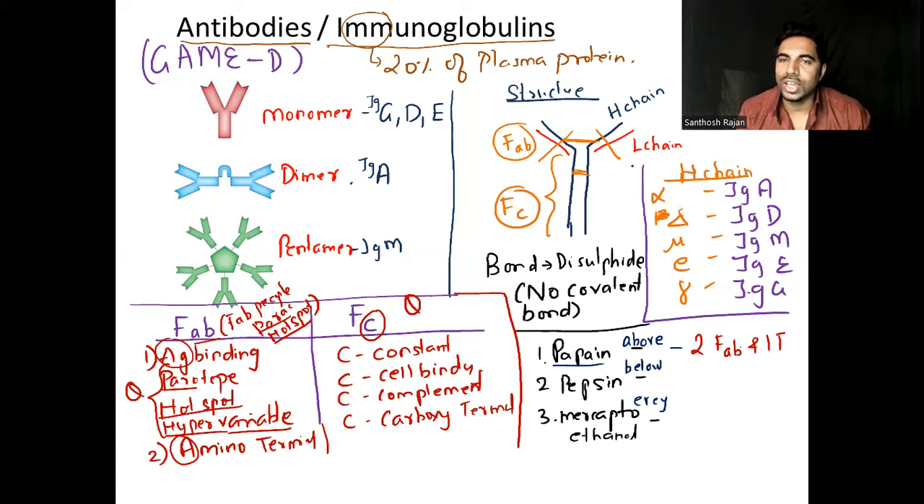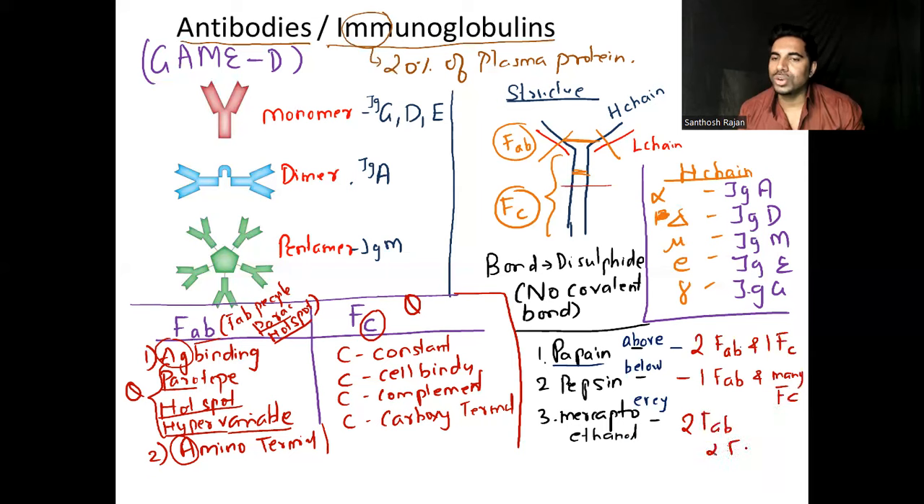If you break it here, okay? There will be only one. If you break here, you understand what I'm saying? It's above the bond. So this part, if I break here, it's one. But if it breaks below here, then what happened? I will have one Fab and many Fc. But when mercaptoethanol breaks, you will have two Fab and two Fc. Okay? Very simple.